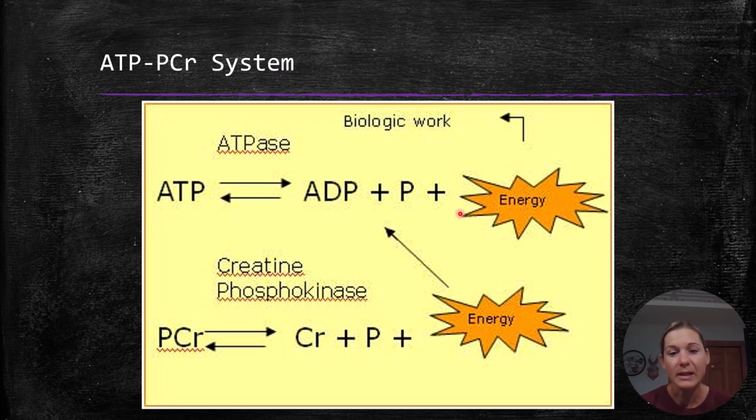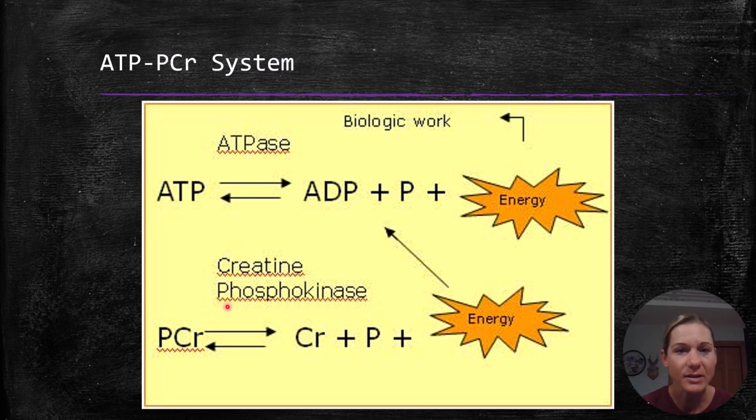Okay, and then what we're going to do next is take that ADP and combine it with phosphocreatine. We're going to take that phosphate molecule from the creatine and put it with the ADP, and that's going to allow me to make ATP again. And remember, ATP is your dollar bill. So the more dollar bills I have, the more energy I have, the more work I can do.